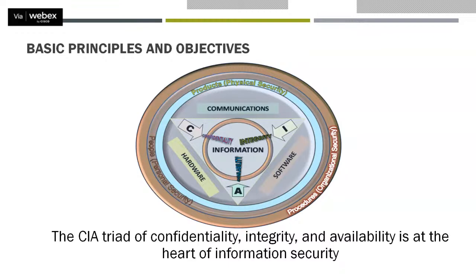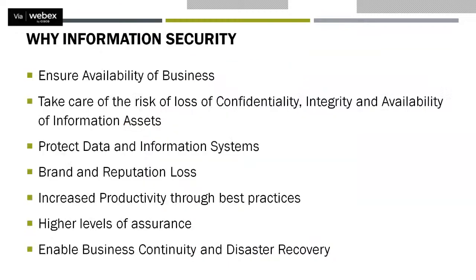So it should be available always. So availability is a very important service which has to be addressed by the particular organization. Okay. So why should we ensure information security? Because we have to ensure the availability of the business first. We have to take care of all the risk of loss of confidentiality, integrity, and availability of the information assets that the particular organization has.